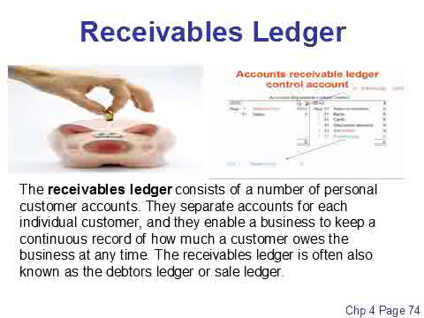Receivables ledger. The receivables ledger consists of a number of personal customer accounts. They are separate accounts for each individual customer, and they enable a business to keep a continuous record of how much a customer owes the business at any time. The receivables ledger is often also known as the debtors ledger or sales ledger.